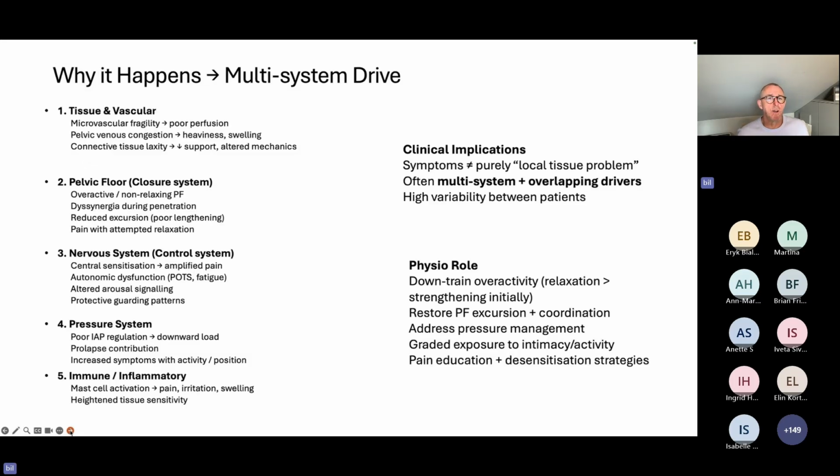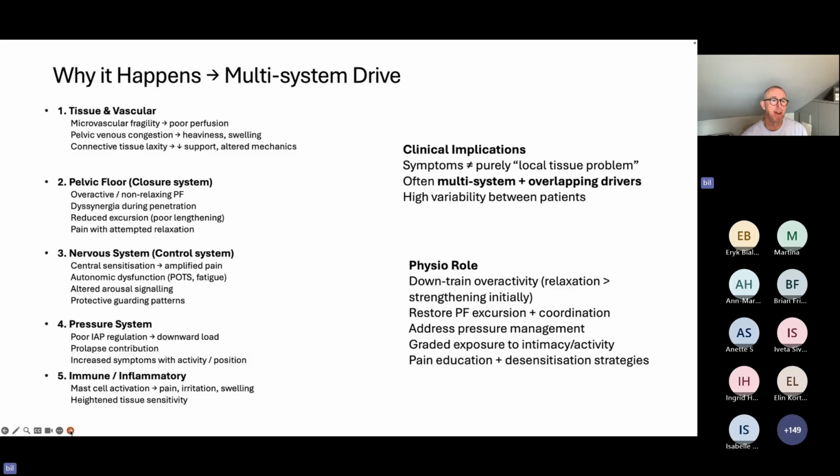Again, what happens is to do with the multi-system drive, where in the tissue and vascularity there's microvascular fragility, which leads to poor perfusion. You can get pelvic venous congestion, which leads to heaviness and swelling, which can be compounded. You think they might have a prolapse because of the heaviness and swelling, but it's actually being driven by the vascular system. Again, connective tissue laxity leads to reduced support and altered mechanics.